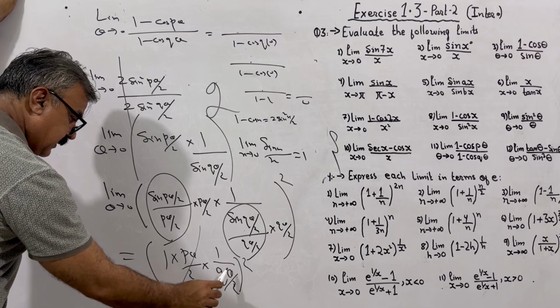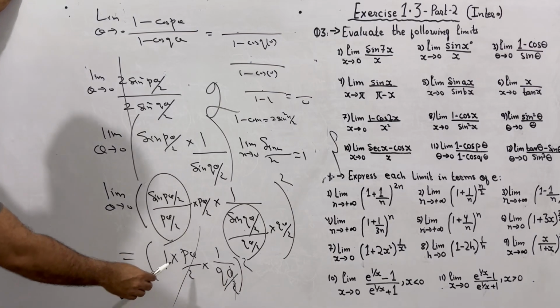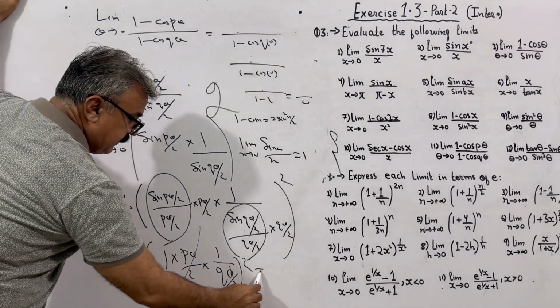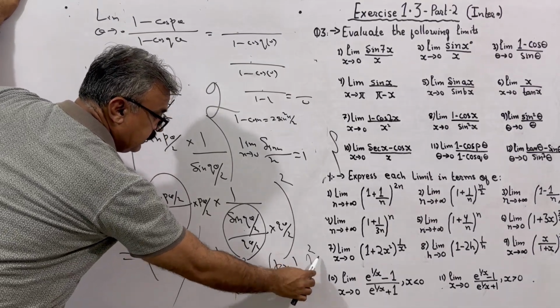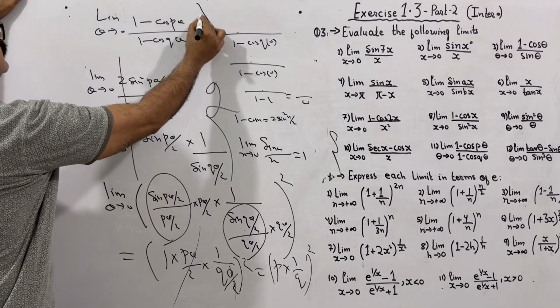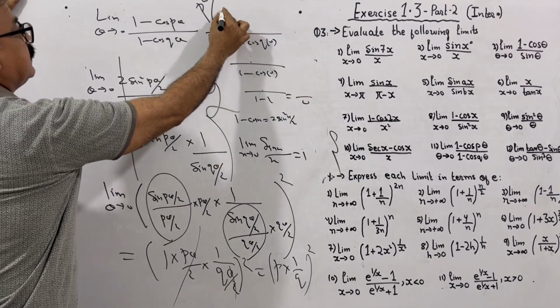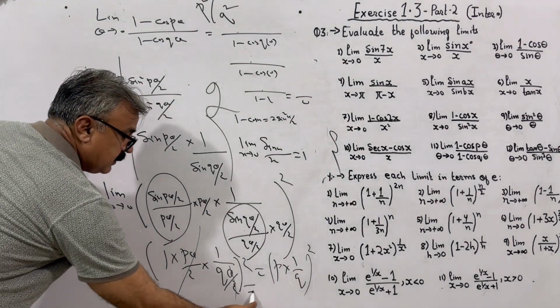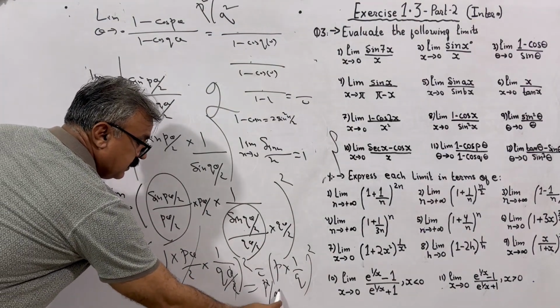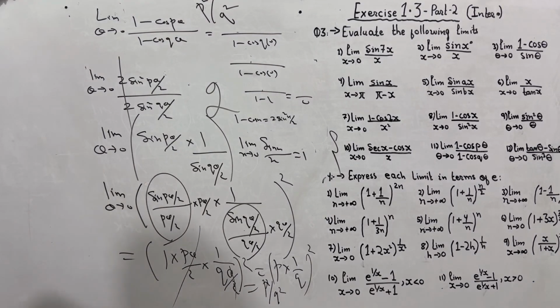Theta over 2 cancels. We are left with p over q whole squared. P times 1 over q whole squared, it's equal to p square over q square. The answer of this question is p square over q square. We are done with trigonometric limits.